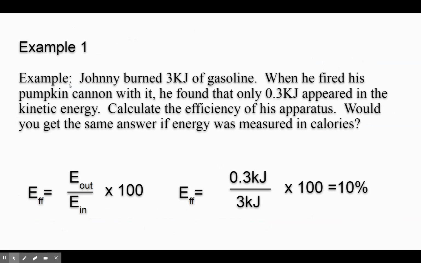So let's take a first example. Johnny decides to use 3 kilojoules of gasoline to fire his pumpkin cannon. And what he found out is that only 0.3 kilojoules appeared as kinetic energy. Well, what would 0.3 out of 3 be? That's 10%. You can use the entire formula if you wish, but it's much easier.